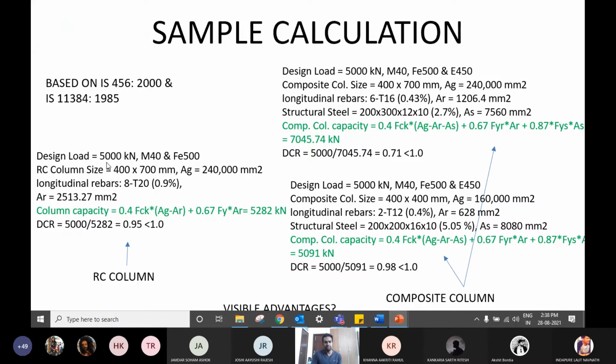So on the left side, I took an example where the column load is 5000 kilonewton. It's made of M40 grade concrete and Fe 500 steel, the reinforcement bar steel.